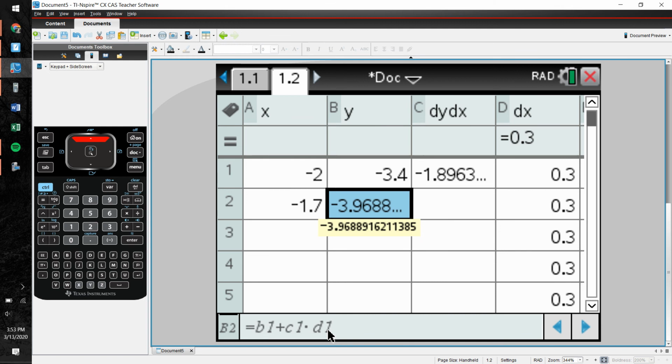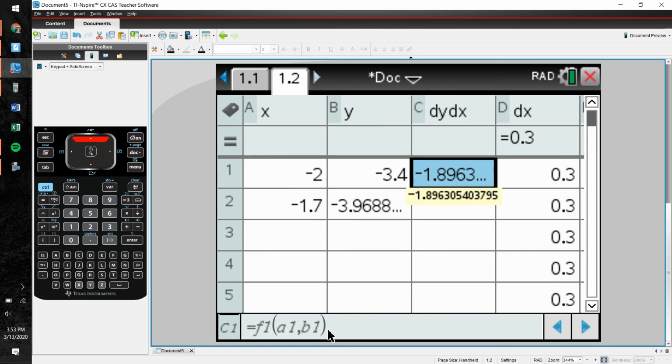As far as the dy dx, the formula that we typed in above in cell C1 is still valid. So what we're going to do now is copy and paste that by highlighting that cell and hitting Control C, then going down to where we want it and hitting Control V.